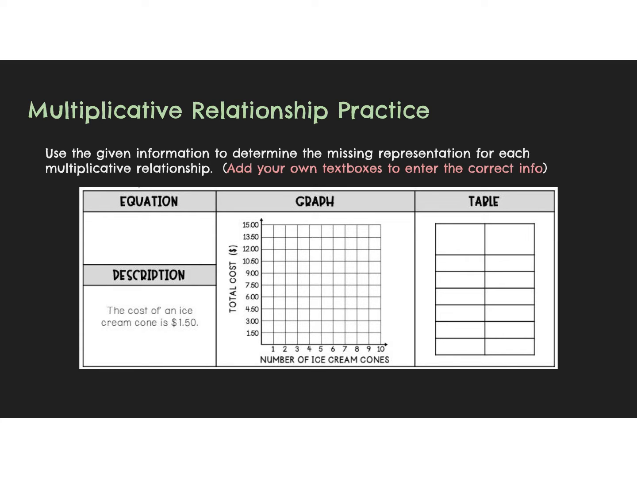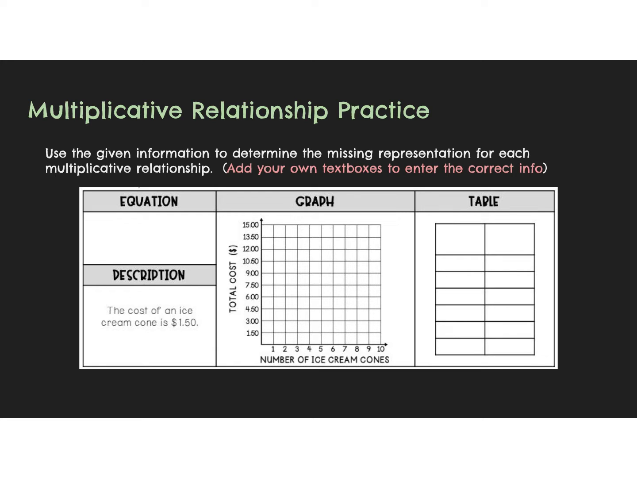In this case, they've given us a description. The cost of an ice cream cone is $1.50. They've labeled number of ice cream cones and their cost, and they've also given us what we're counting by on our X and our Y. And then over here, you have your table. What I like to start with is maybe my table.